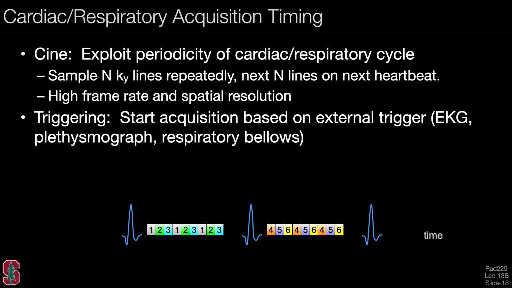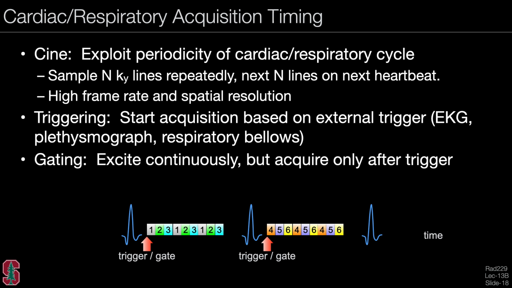Now another approach we'll do here is to start the acquisition based on some kind of an external trigger. This can be an EKG, plethysmograph, or respiratory bellows. So what this does is it times the acquisition so that hopefully the motion state is the same at each point.